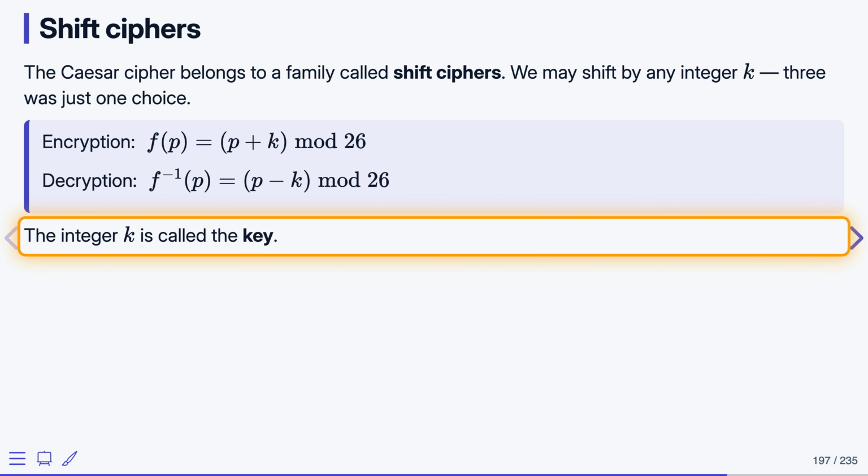The number k is the secret. We call it the key. If you know the key, you can read the message. If you do not, it is hidden. But notice there are only 26 possible keys, so a patient person could simply try them all. That is a serious weakness, and we come back to it.